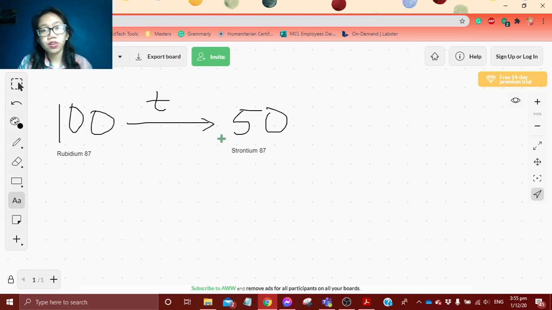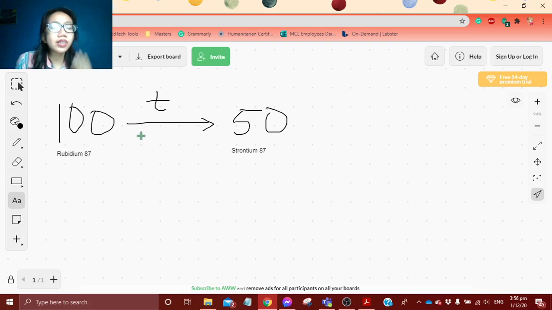So very useful because if you were able to look at a certain material and identify the ratio of rubidium-87 versus the strontium-87, then you can have an estimate of how much time has already progressed since the original material towards the daughter material. So this is 48.8 billion years.